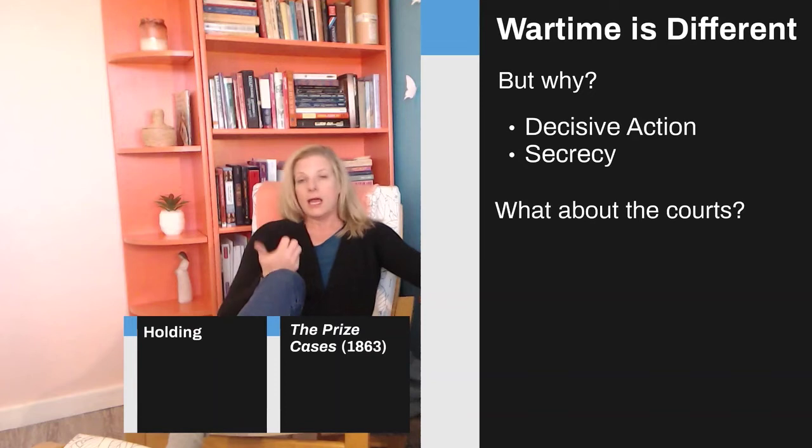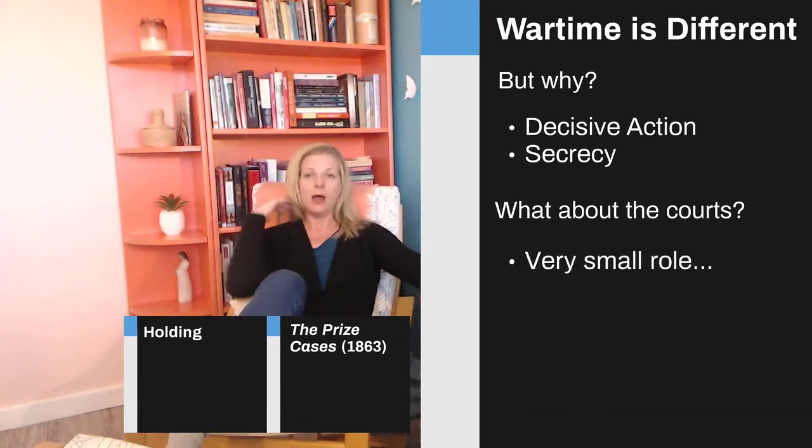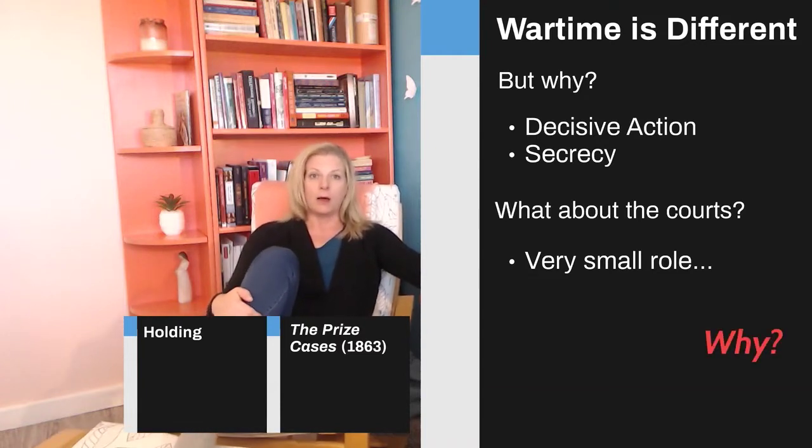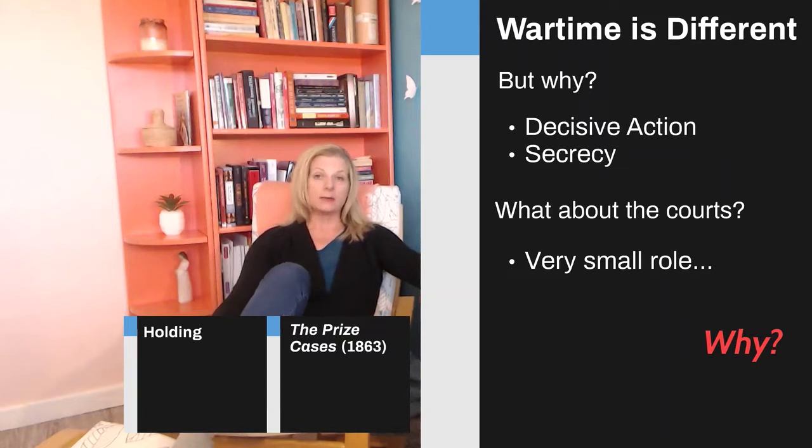So, what happens with the courts? Usually, the courts have a relatively small role when it comes to wartime power. Why is this? A lot of times it's because the court is making decisions after the fact, and is making decisions sometimes during the war, but after a particular incident has taken place. And the courts tend to defer to the judgment of the political branches, particularly the executive, for making these kinds of really difficult decisions on the fly.